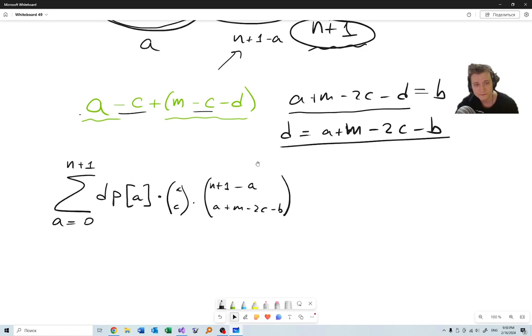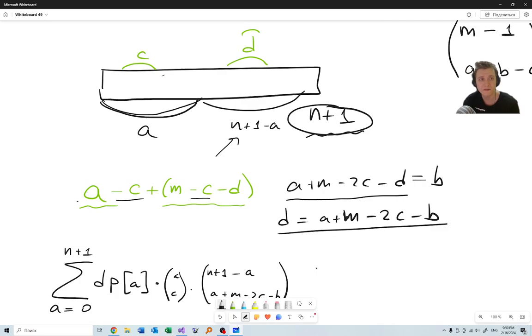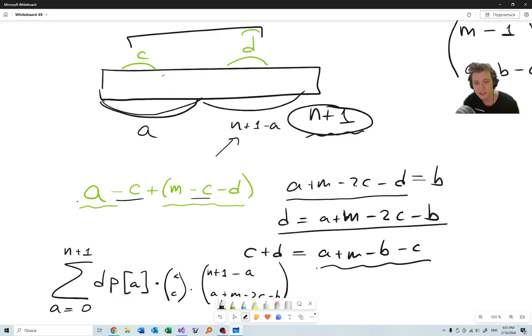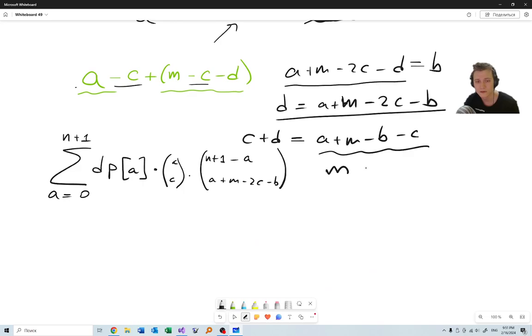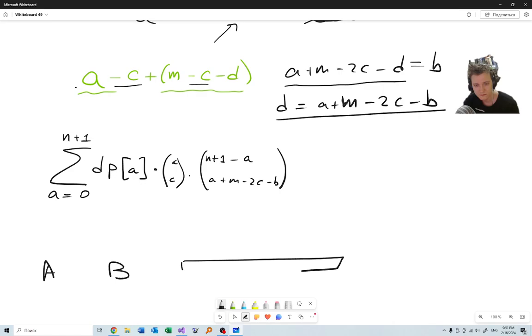Incredible. Not only that, but now I have C plus D. Okay, C plus D equals A plus M minus B minus C. So I have that many empty places and I need to put their M things. So again, the question: how many ways are there to make A as a sum of B positive addends? The same question as how many ways of representing A minus B as B positive addends? Or non-negative addends this time.